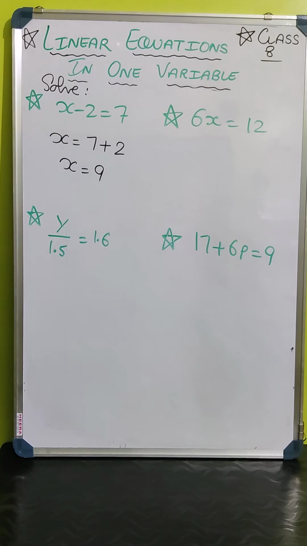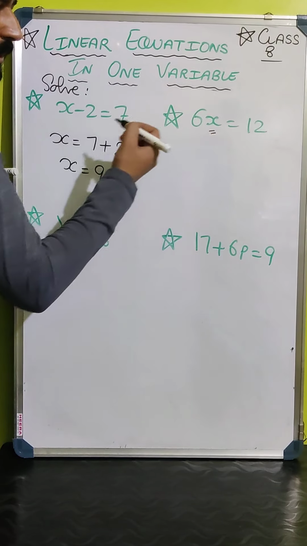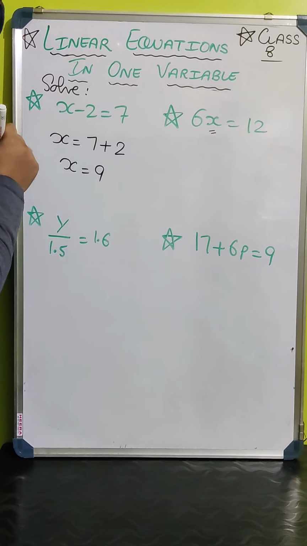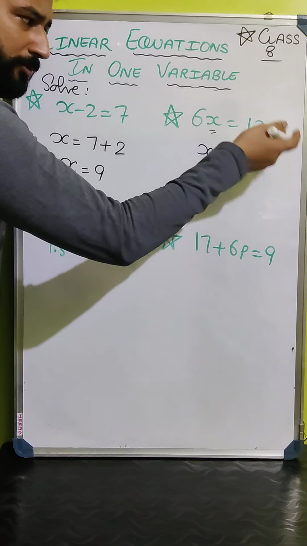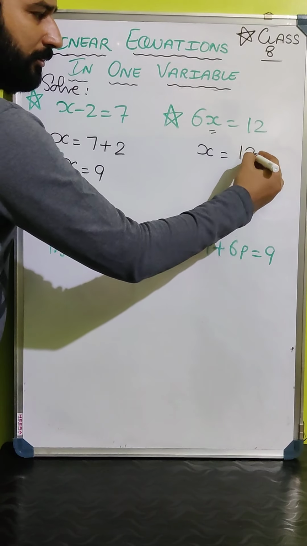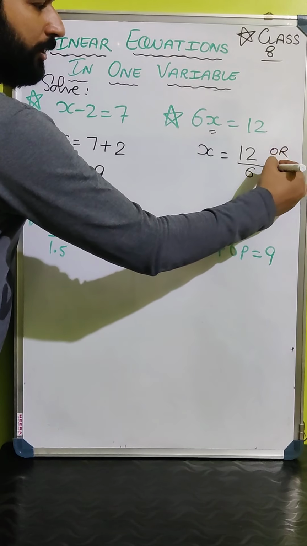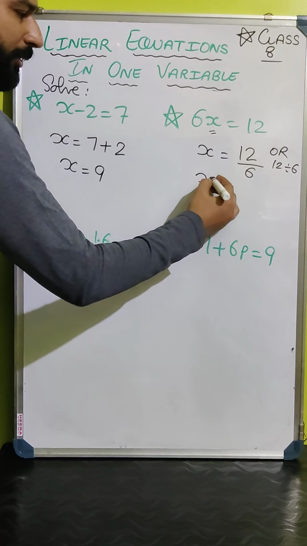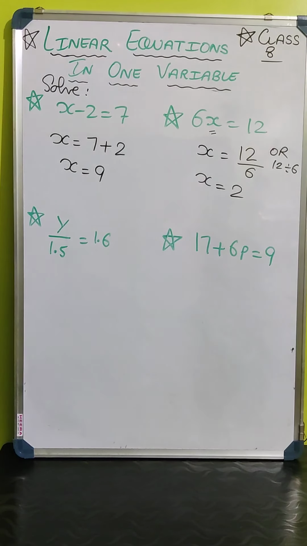Simple. Now comes the second one. It is written 6x equals 12. Now this is the extra thing along with x. This is 6, and 6 is in multiplication. So when it goes to the right side, it will go to the division part, or simply you can write 12 divided by 6. Now 6 1 is 6, 6 2 is 12. So the answer is 2. Simple.